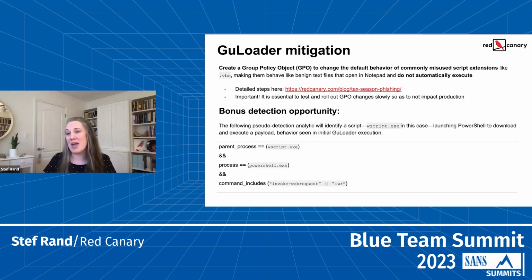But I do want to include a behavioral detection opportunity as well, because we're all about detecting those behaviors as early as possible. So early on in Goo Loader execution, WScript will launch PowerShell and download and execute a payload. This is something that you're going to have to tune if you decide to use something similar, because there might be legitimate applications in your environment that do this. But it's an opportunity, and it will also detect other malware families that do this other than Goo Loader.